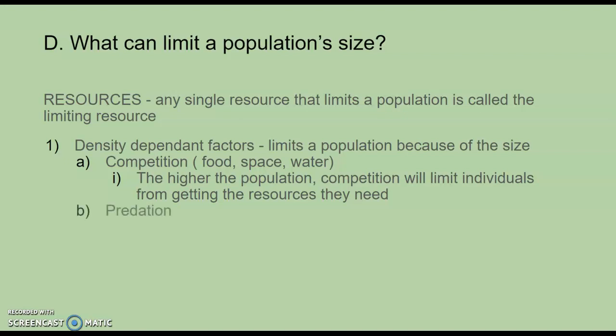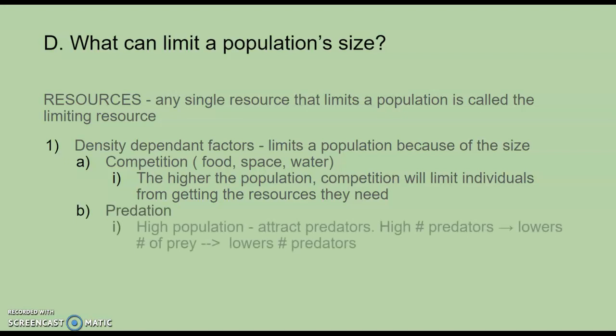and that can definitely affect the size of a population. Another is predation. If I have a high population of predators, or I'm sorry, prey, that's going to attract predators. If I have a high number of predators, that's going to lower my amount of prey, right? Because they're going to get eaten. If my prey gets too low, then my predators will also go down. So this predator-prey relationship is dependent on size, right? If I have too much, this will happen. If I have too little, this will happen. So these are density dependent.